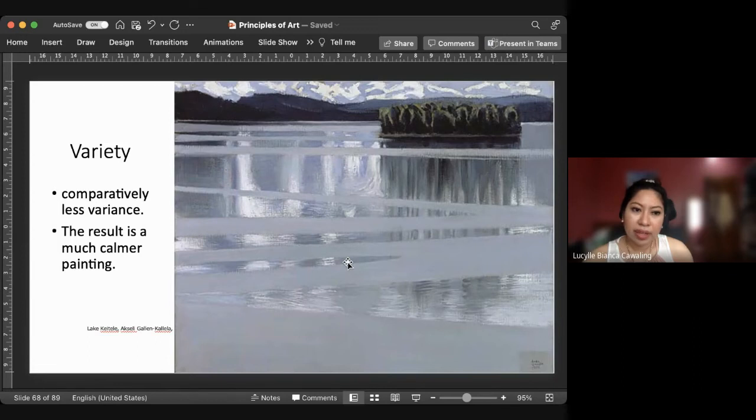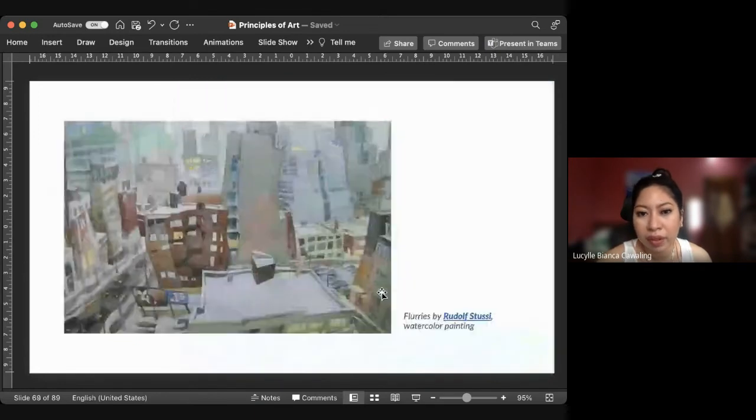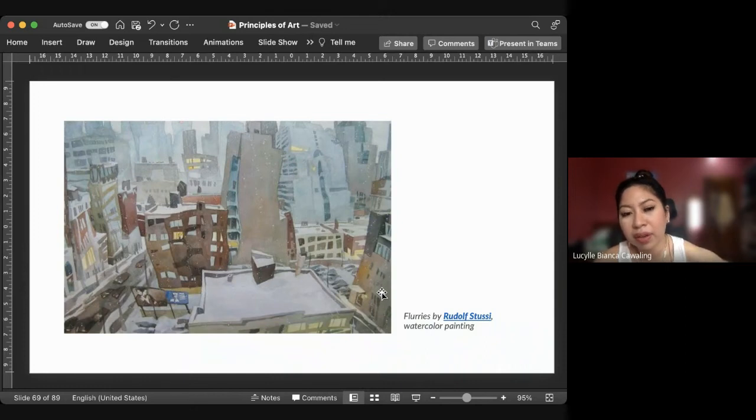So variety, this one by Aska Galan. If you can see, the lines are similar, but they're also varied, but at the same time it gives out a much calmer work and more interesting work. And then this is another example of variety and unity by Rudolf Stussi.